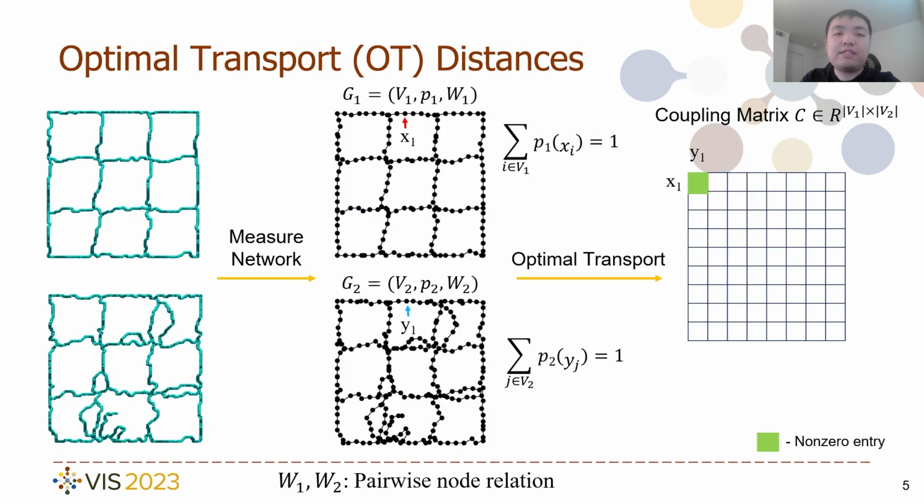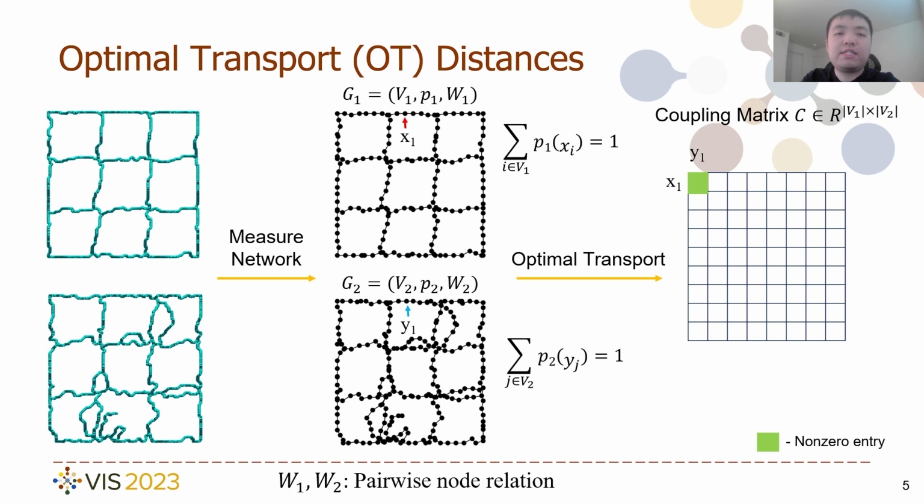Our proposed distances are based on optimal transport. Here is a high-level overview. We treat all Morse graphs as networks by sampling points along the edge. We then model the network graph as measure networks in the form of (V, P, W). P denotes the probability distribution over the node set V. W encodes the pairwise relation between nodes.